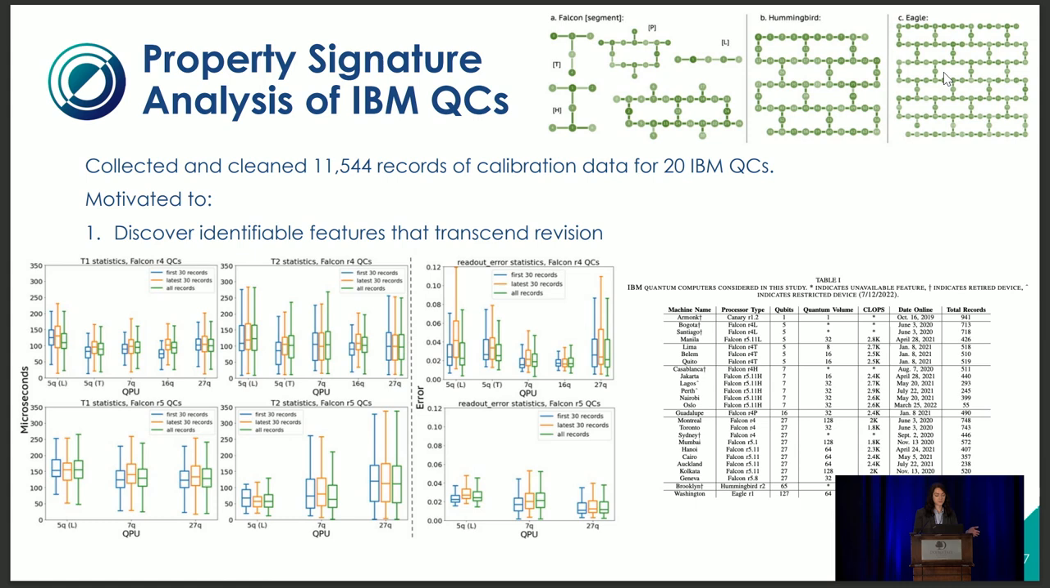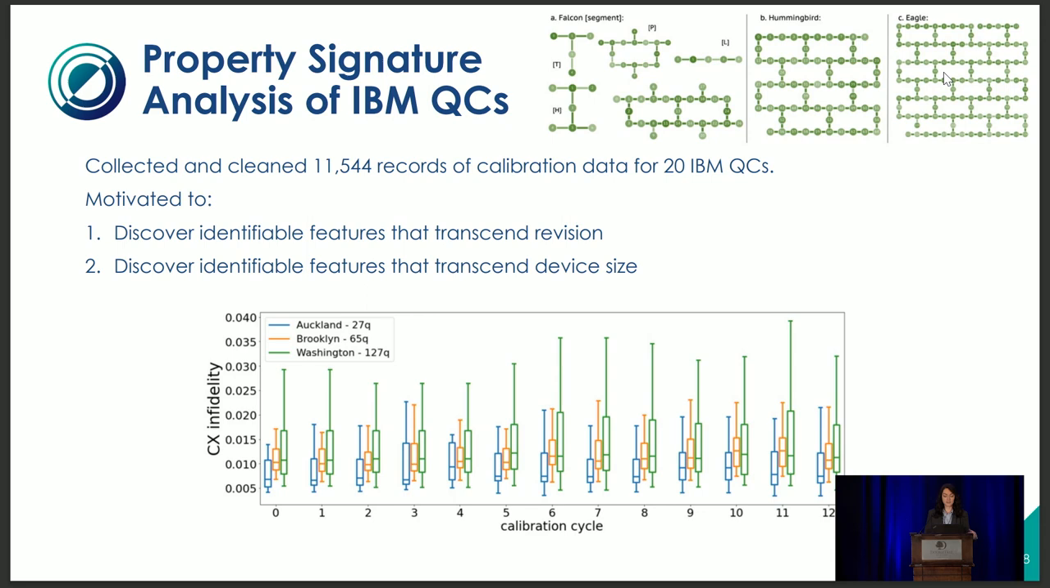So we had a lot of different insights that we found, which are detailed in the paper. I won't go into depth here, but we saw that there's a lot of properties that tended to change from processor family to processor generation. So we wanted to make sure that we filtered out those different properties in the property signature to focus on those that were constant over time. We also wanted to make sure that those features that transcended revision were ones that we could use in a scalable manner. So even if the device grew in size, we wanted to make sure that this identification and fingerprinting technique was going to be reliable for us.